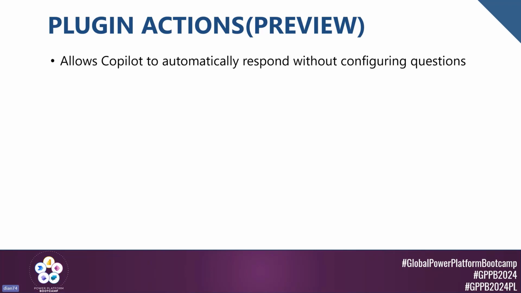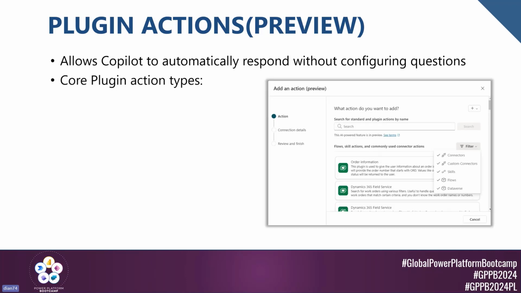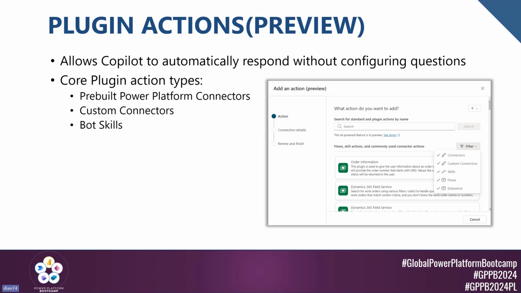And these plugin actions can obviously be created by admins, and there are different ways to configure them. We can create plugin actions by using an existing Power Platform connector, right? And we know that there are currently over 1,000. These are the same connectors that you're using in Power Automate. You can also create a custom connector and use that. And then obviously bot framework skills can also be used for this. And even Power Automate flows and Dataverse can be used with this as well.